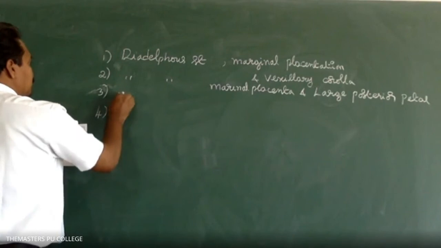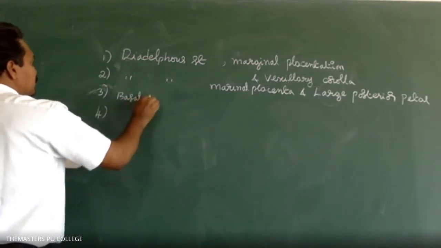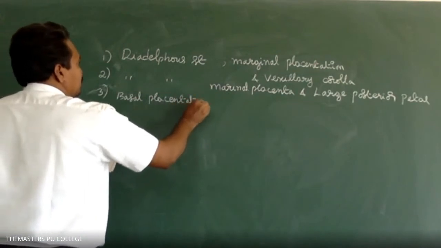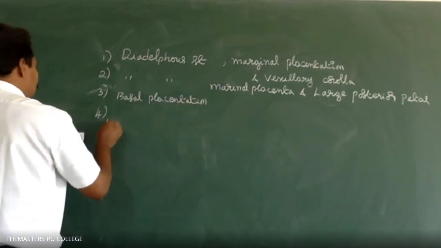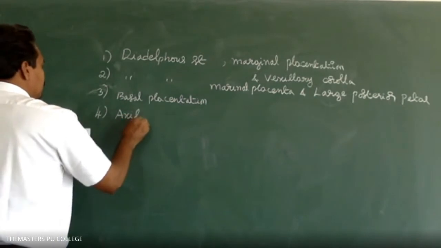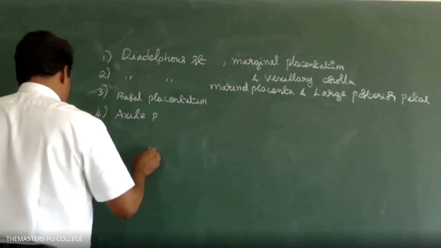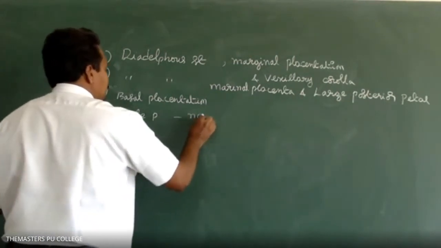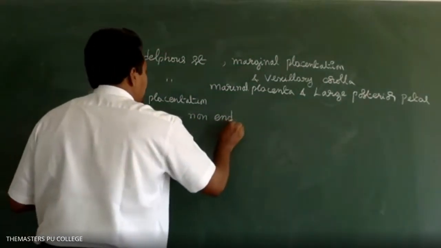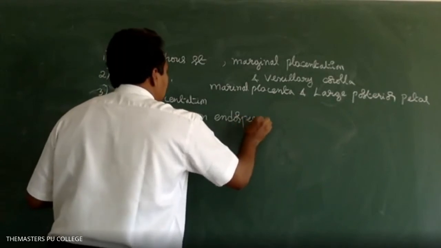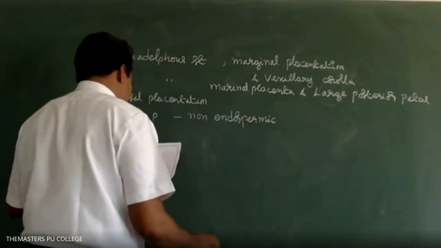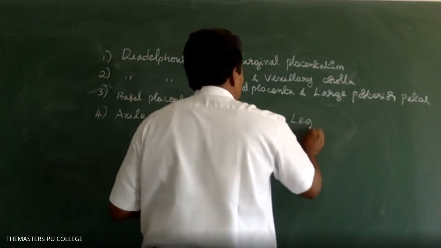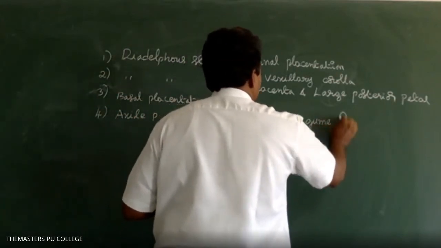Third, basal placentation. Fourth option, axile placentation, non-inversely forming, a legume.